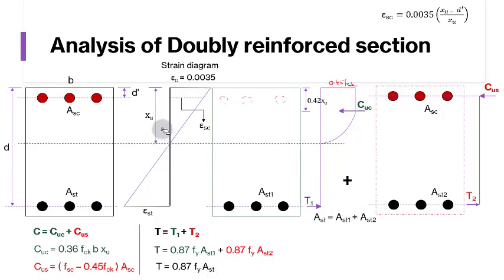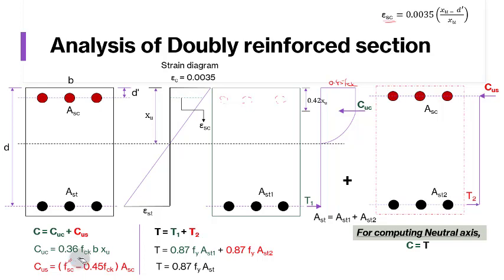Now, in order to compute neutral axis depth, we equate total compression equal to total tension force. If you do C equal to T, you will be able to compute the neutral axis depth. Now for FSC, which is the stress in your compression steel, this value will depend upon the strain in your compression steel. Based upon the strain in compression steel, you will be able to know the value of FSC.